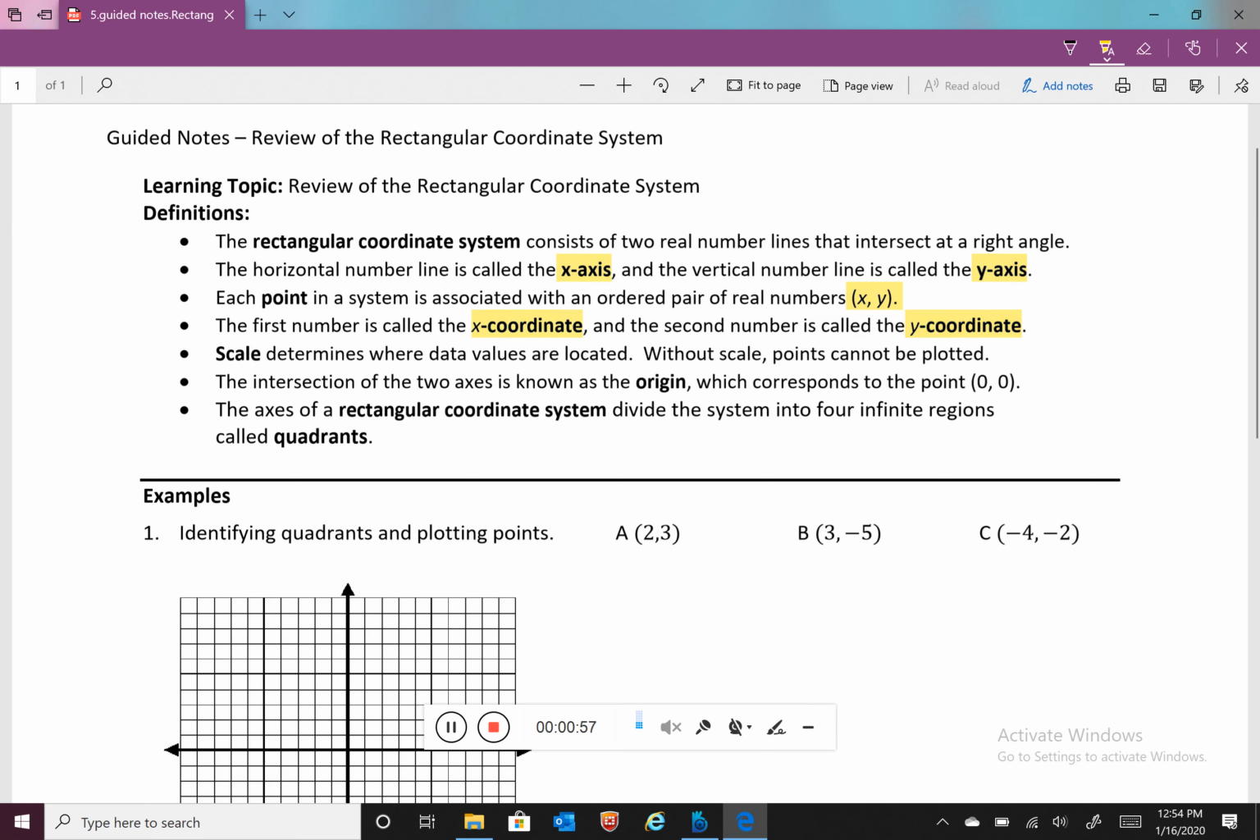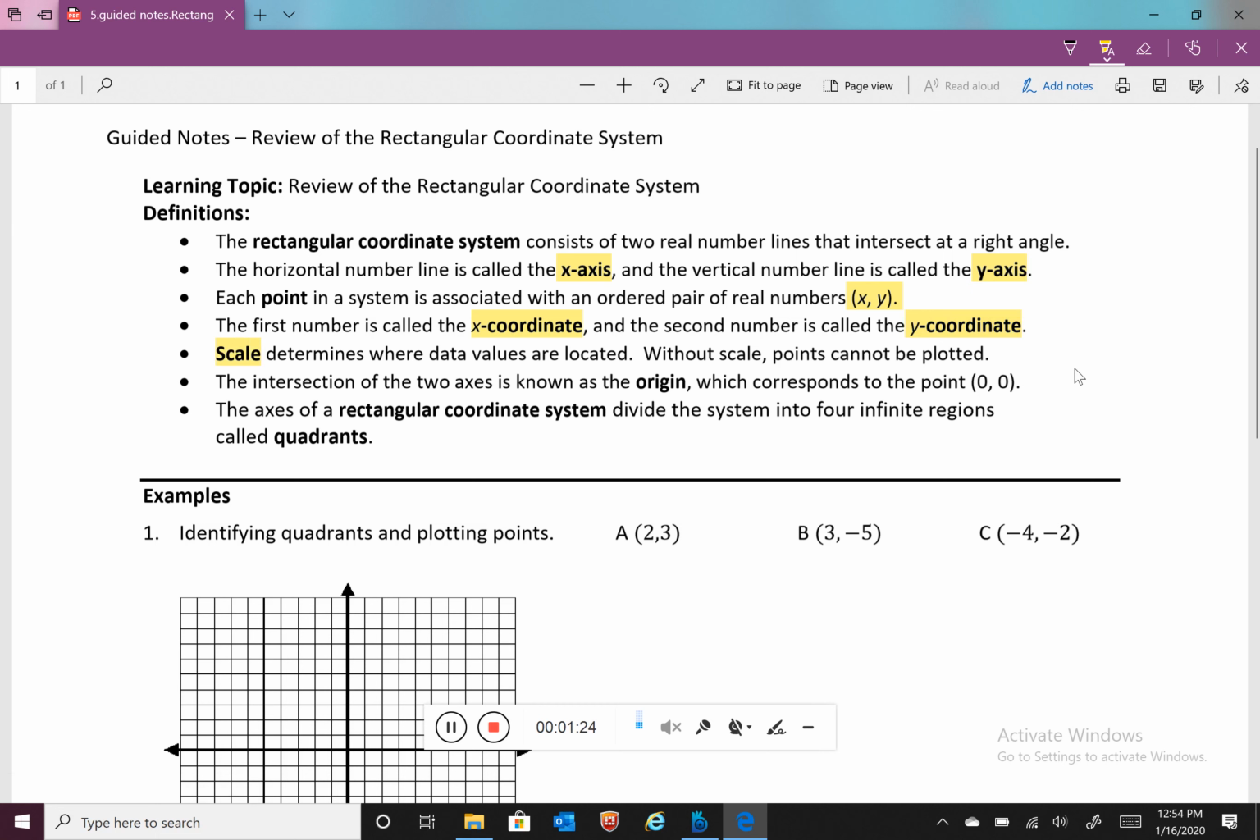Now, one of the things you have to be very careful about whenever you are reading a graph or plotting points, you cannot do so unless scale is indicated. And scale shows us the value of each of the vertical or horizontal lines in your coordinate system. And without scale, points cannot be plotted, nor can they be read.